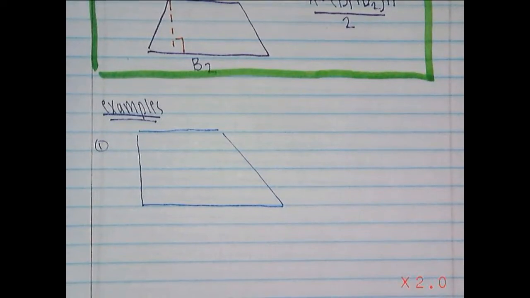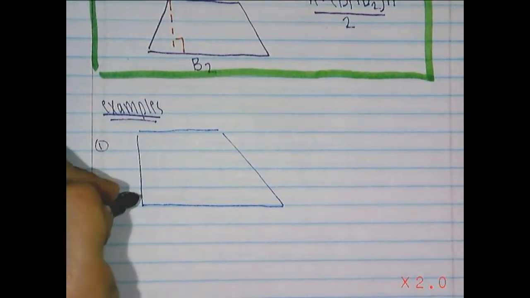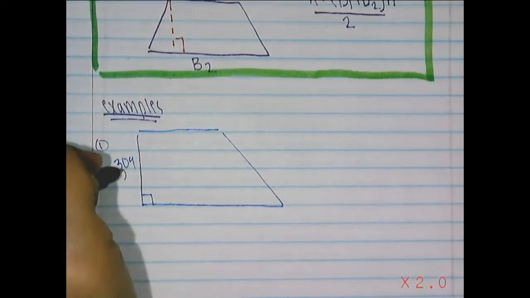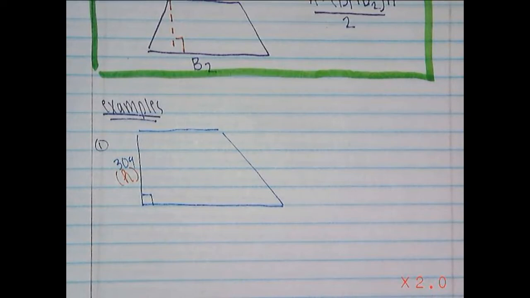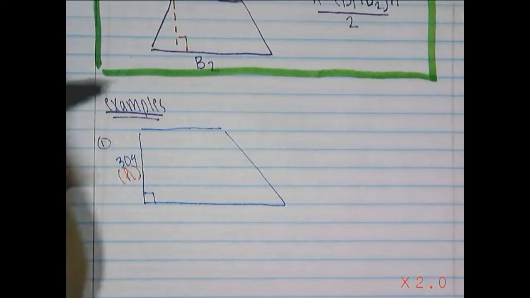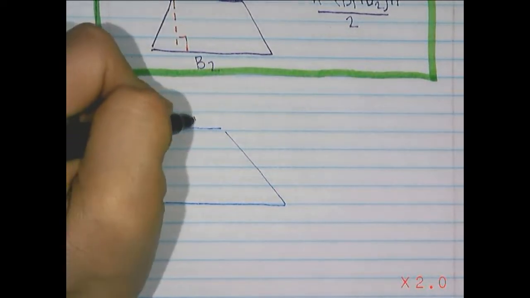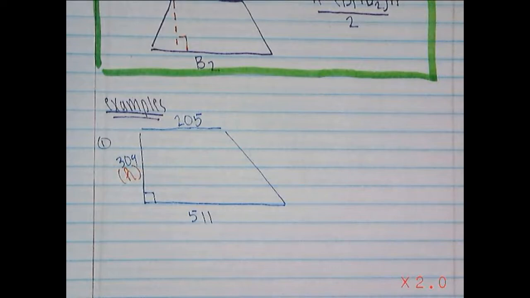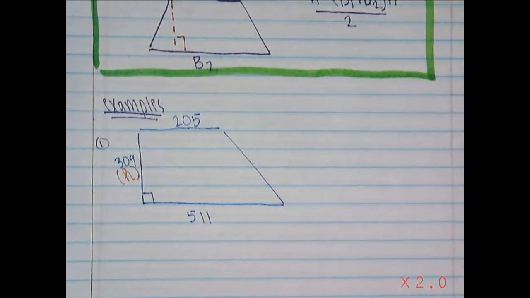Okay, so guys, here's our first example. Let me get it on the screen so the people at home can actually see. This is a right angle, so you know that this piece right here is going to be your height, right? So technically, that's our height. That says 309. And then up here, your top base is going to be 205, and your bottom base is going to be 511.